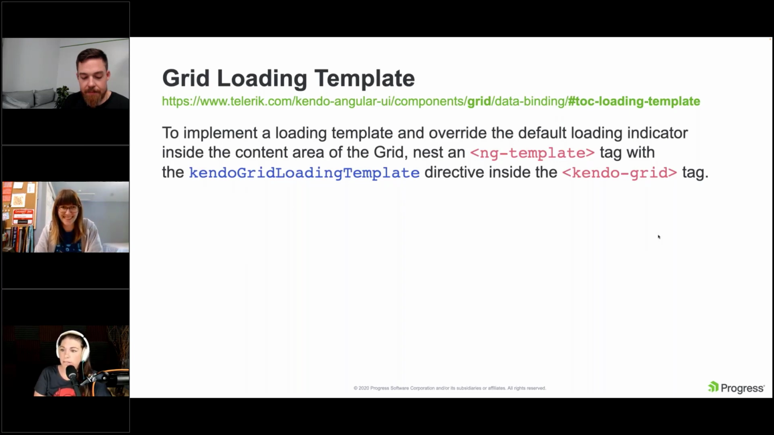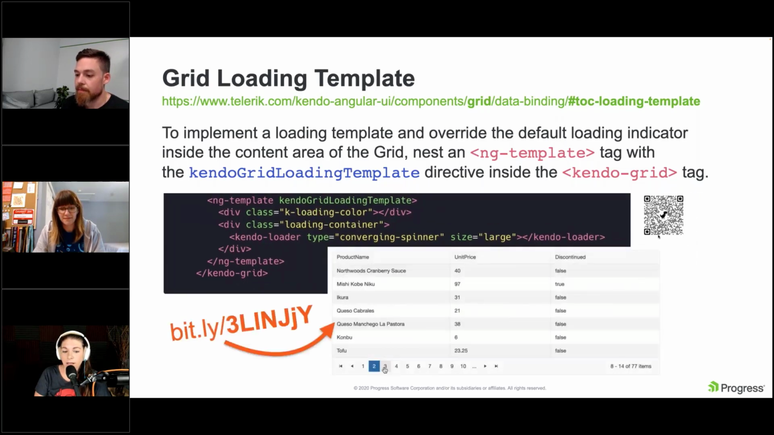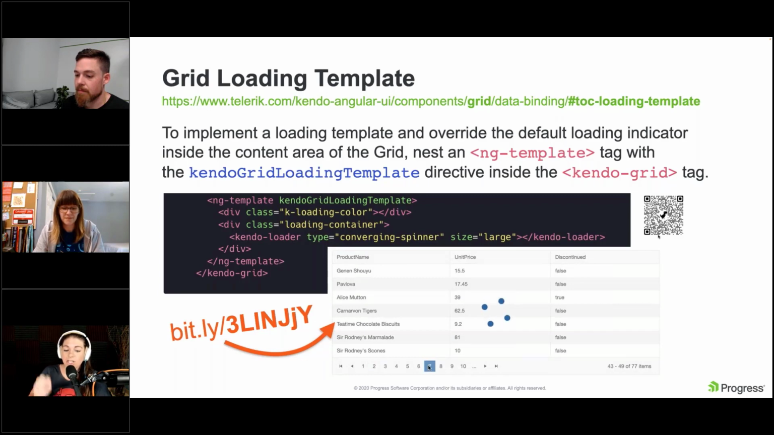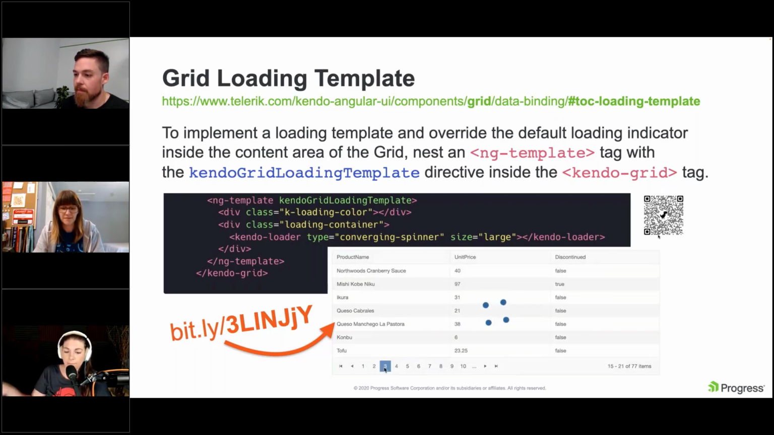Now, if our grid is loading in data, you can add this little directive, kendoGridLoadingTemplate, to the ng-template. In this case, we used our Kendo loader with the converging spinner. Let me bring it up. There you go. I've got a GIF where you can see, as I'm paging through the different data pages, the spinners popping up as it loads in the data. I think it's super great.